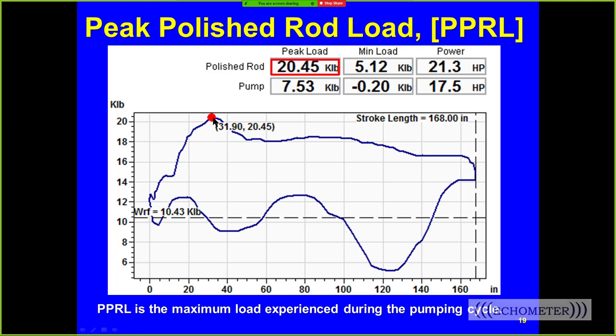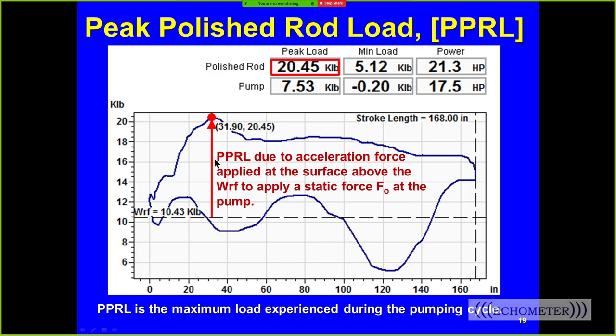The peak load right here is the maximum load through a stroke that you select, and there it's showing 20,000 pounds, or 20.45 thousand pounds. And that's that point right there.